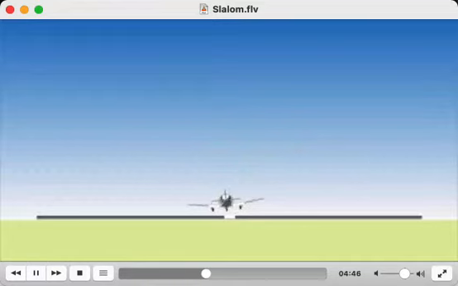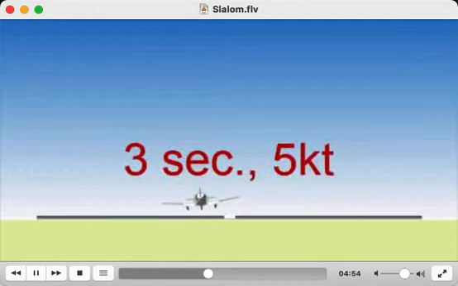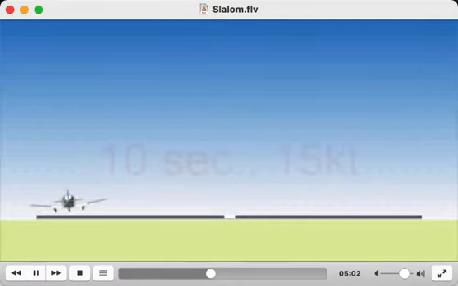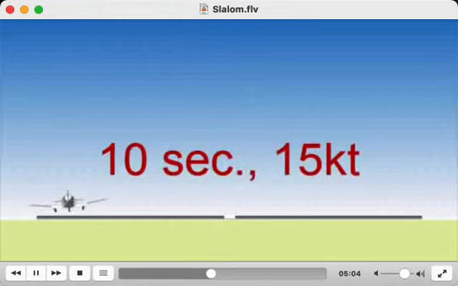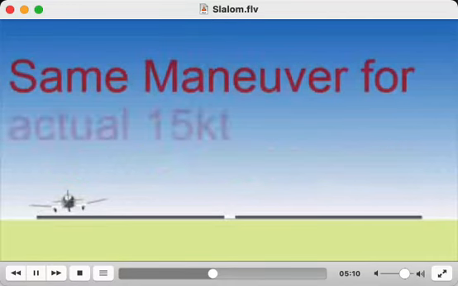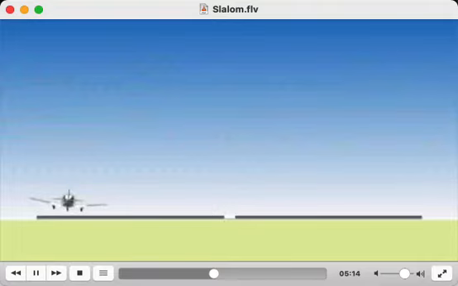I've done the math for you. Let's assume a 5-degree left bank. In 3 seconds, we will be moving to the left at 5 knots. In 10 seconds, our left wingtip will be beyond the edge of a 150-foot wide runway, and we will be moving to the left at 15 knots. That is a substantial crosswind component. I think you can start to see the value of this exercise.